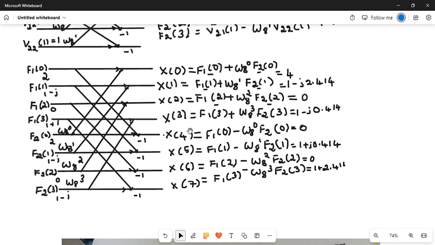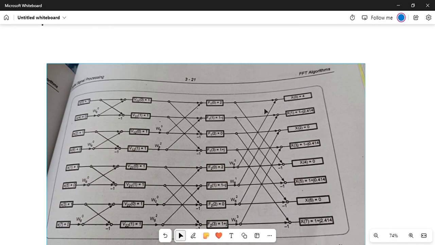After you write the resultant, you are going to club all the 2, 4 and 8 point DFT and write this complete resultant.